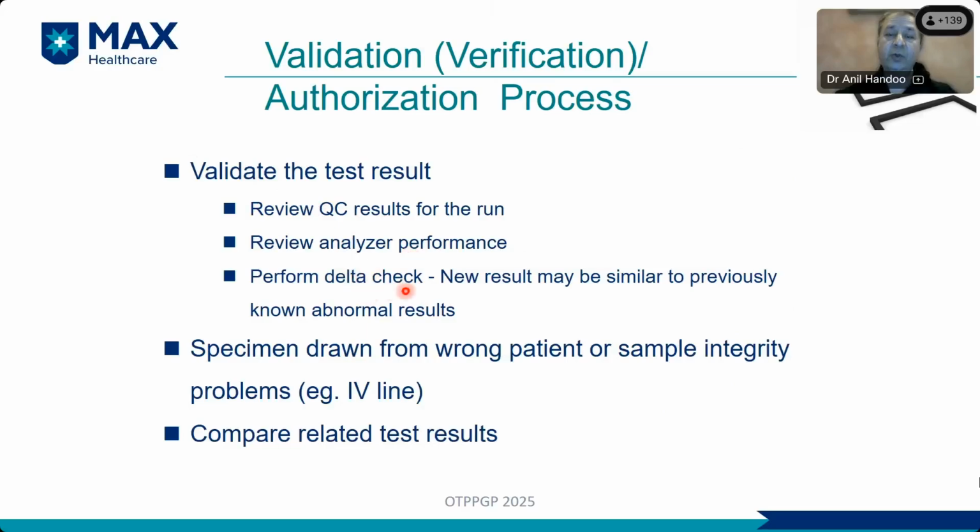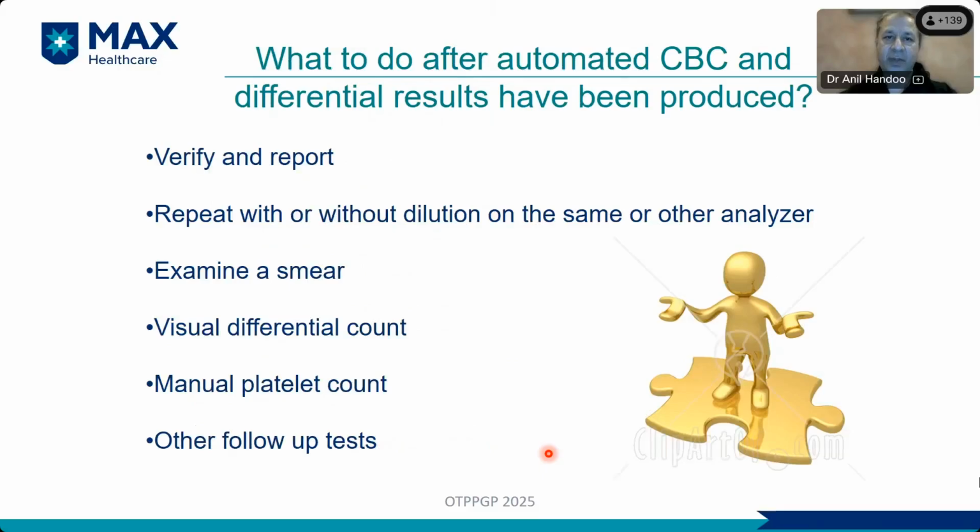We would also want to do a delta check. That means go backwards and see, did the patient's earlier samples give us certain values? And we would also want to make sure that there is nothing pre-analytical which is going to affect our test results. And then compare the related test results. For example, if I have a CBC showing me iron deficiency and I have the possibility of looking at iron deficiency in terms of the serum values, I would like to look at that parallelly as well.